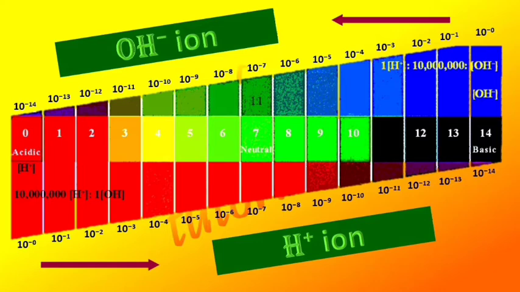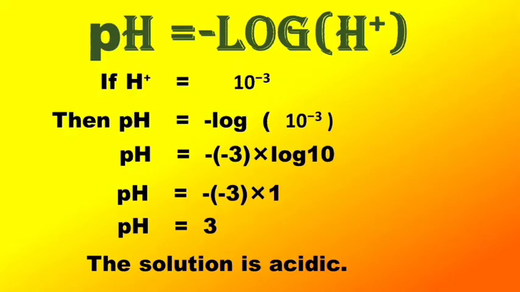As the number exceeds 7, OH minus ion concentration increases and the solution becomes basic. As the number decreases from 7 onwards, H plus ion concentration increases and the solution becomes acidic.